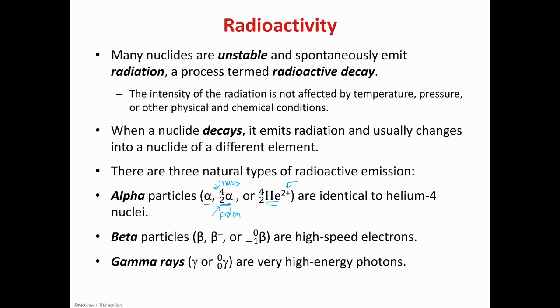Beta particles are another type of radiation given by the symbol beta. It could be beta written without any negative, one with a negative, or showing beta with a charge of -1 and a 0 mass. And that's because beta particles are high-speed electrons. And then gamma rays, do you remember from Chem 200, gamma radiation is a very high energy photon. And usually with gamma rays, it's given by the symbol gamma.